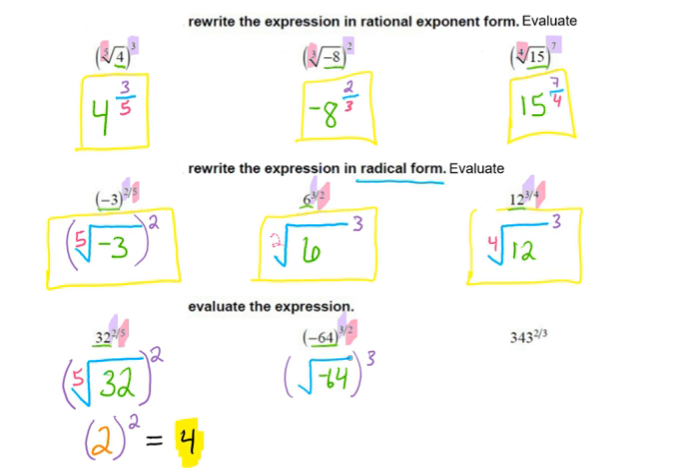Well, we can't take the square root of negative 64 because that would be an imaginary number. So that's going to be no real solution, all because of that negative right there. So no real solution.